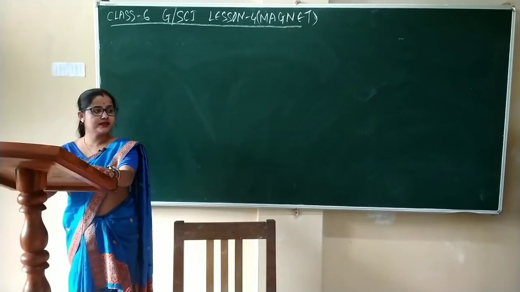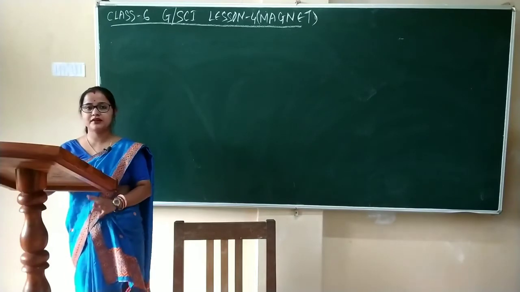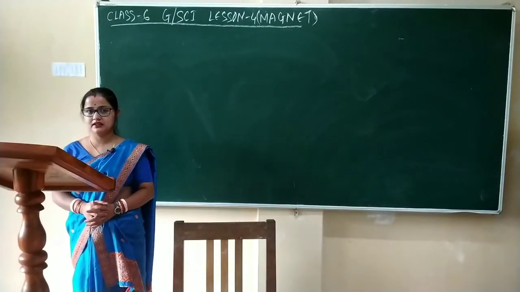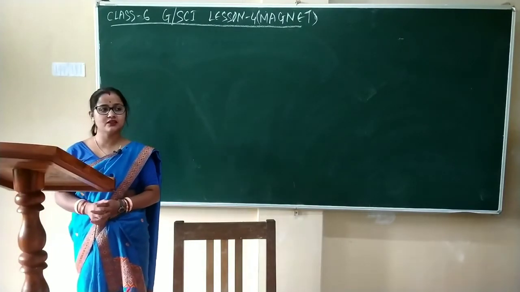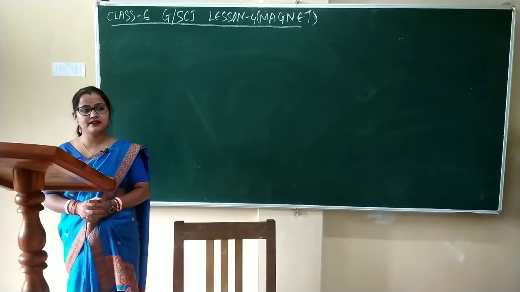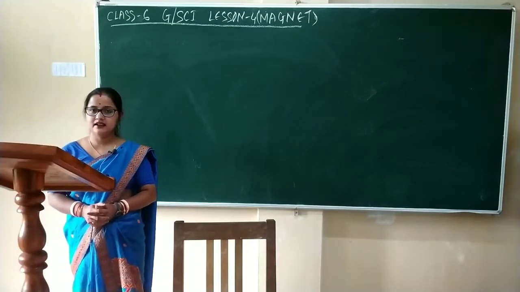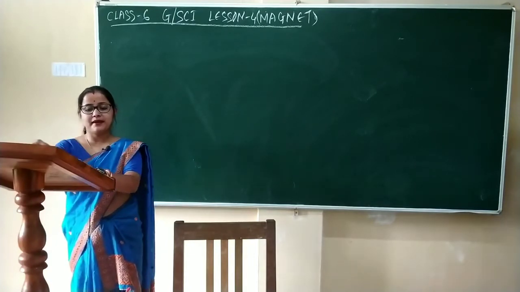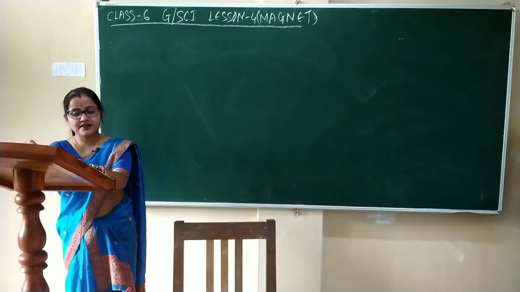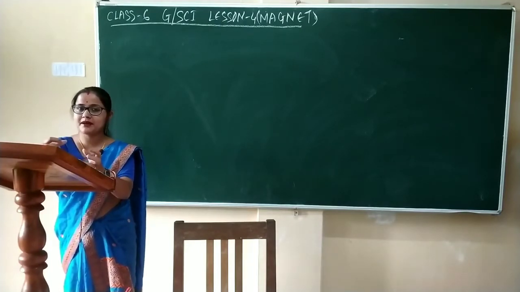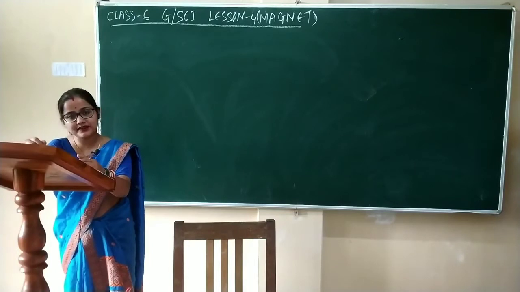So, magnetic materials. Now we have learned what a magnet is. A magnet is an object that attracts other objects made of iron, cobalt and nickel. So what are magnetic materials? Materials which are attracted by a magnet. The materials that are attracted by a magnet are called magnetic materials.